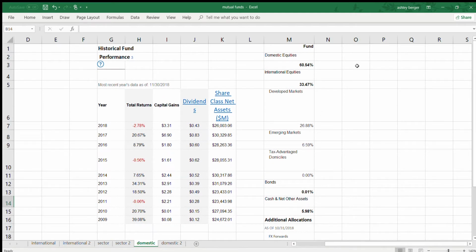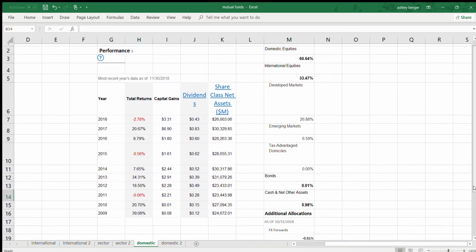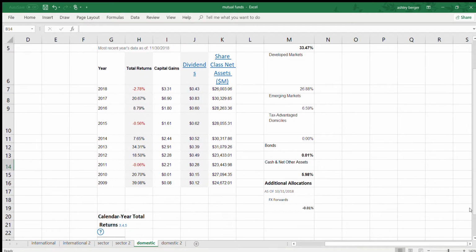The fund is made up of 60.54% domestic equities and 33.47% international equities. The international equities are 26.88% from developed markets and 6.59% from emerging markets, as well as 0.01% from bonds and 5.98% from cash and net other assets.